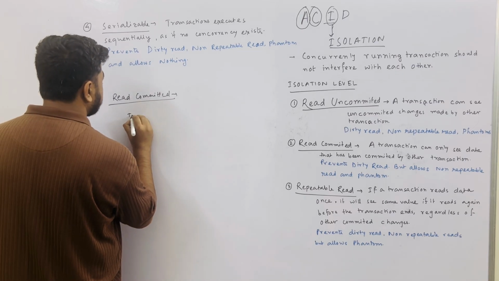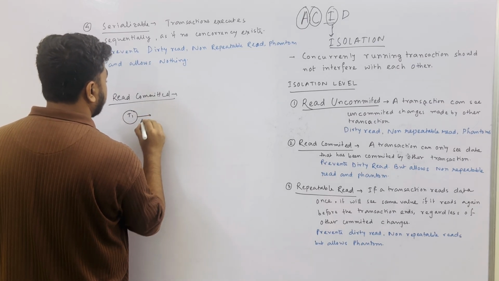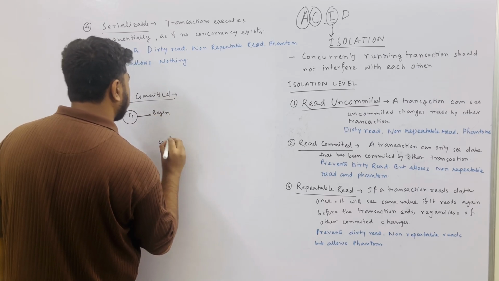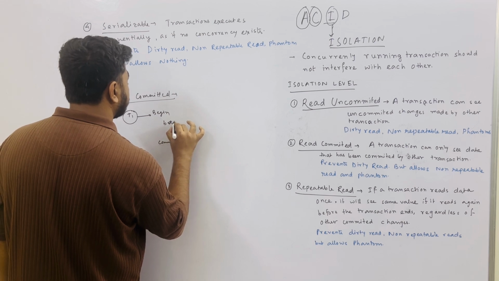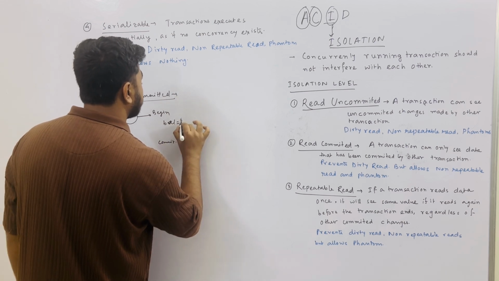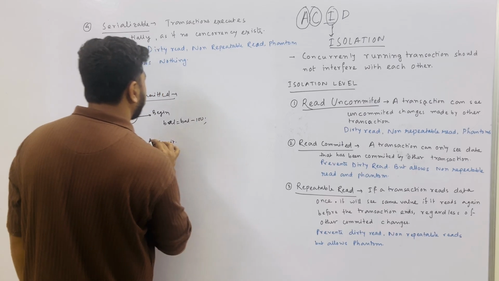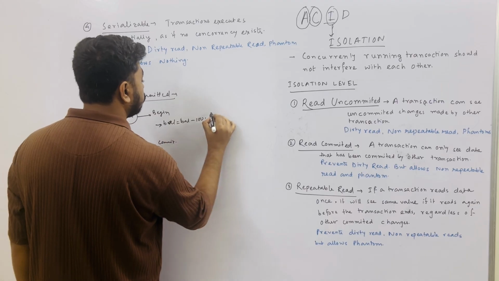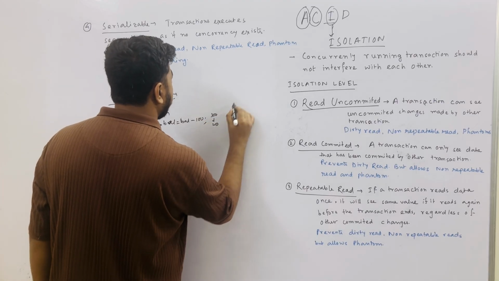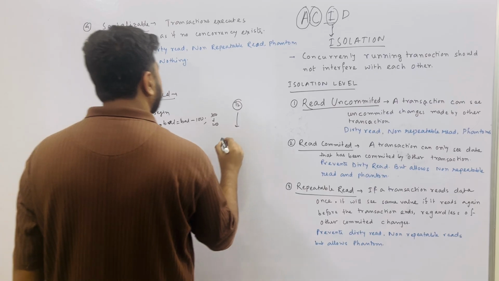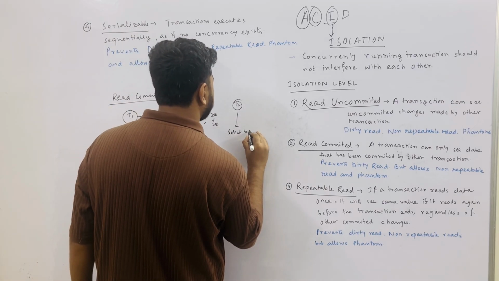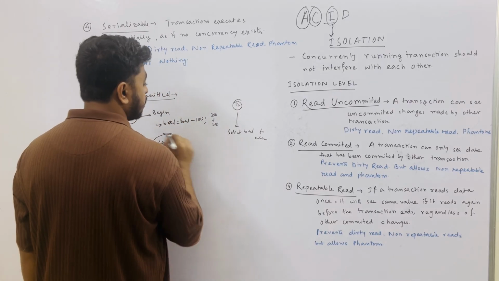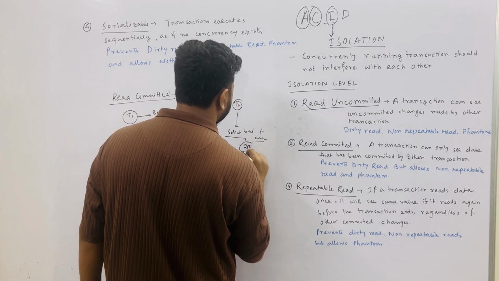Suppose transaction 1 is running, begin and commit. Inside begin and commit, it changes the value: balance equals balance minus 100. Earlier the balance was 300. After this code executes, the balance went from 300 to 200. At the same time transaction 2 is running, selecting balance from account. So what will happen? Even before it commits, transaction 2 will get the value as 200 instead of 300.